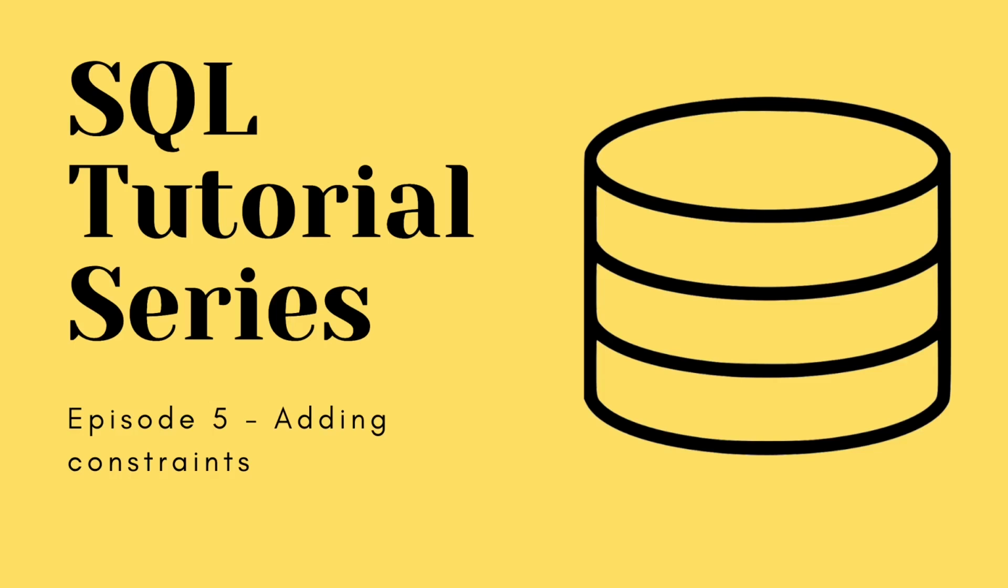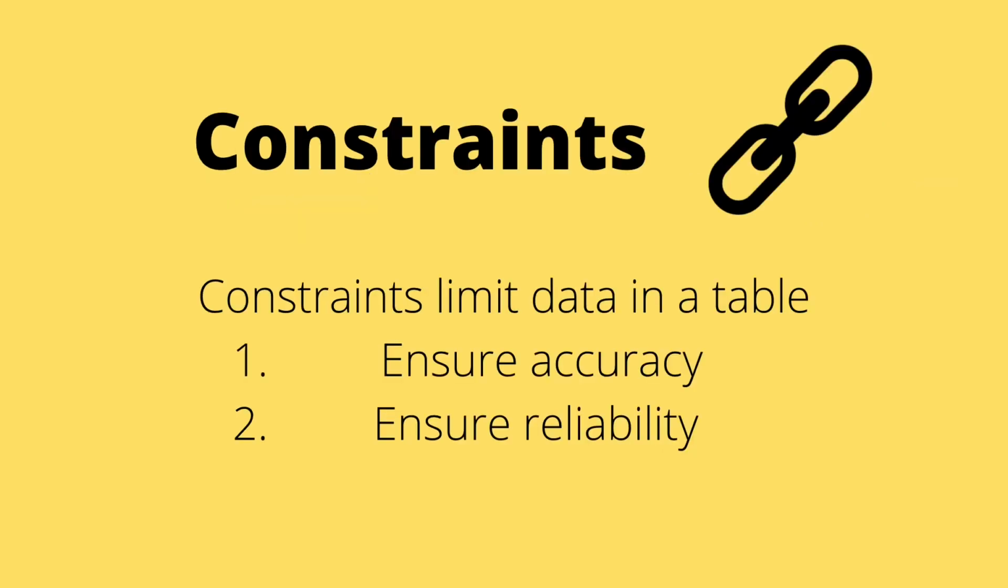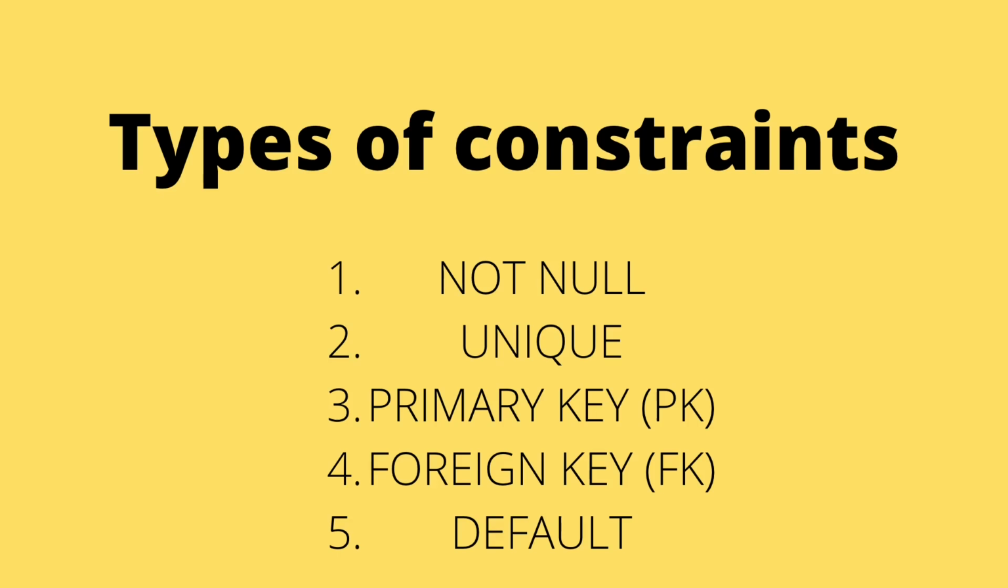In today's video, we will be learning how to add constraints to our data. The purpose of a constraint is to restrict the type of data that can go into a table. This will ensure the accuracy and reliability of our data. So there are 5 types of constraints that I will be talking about in this video.